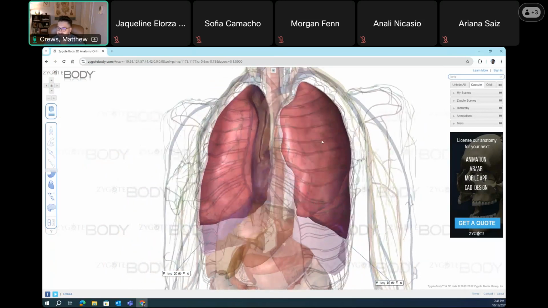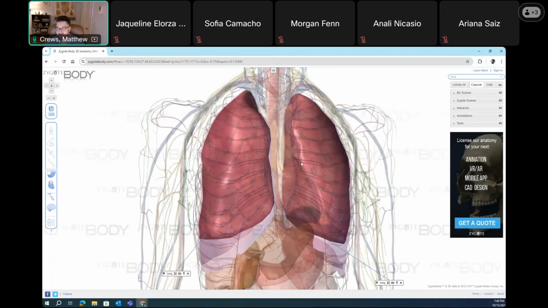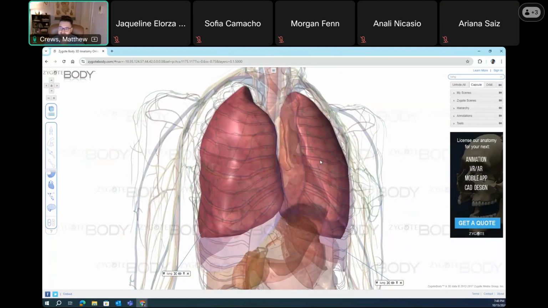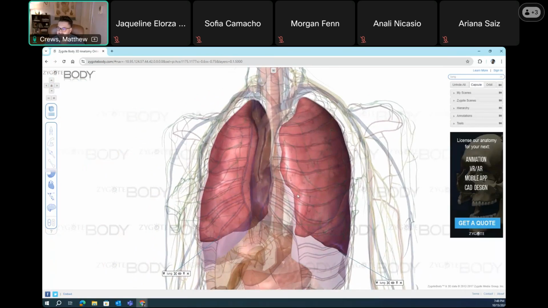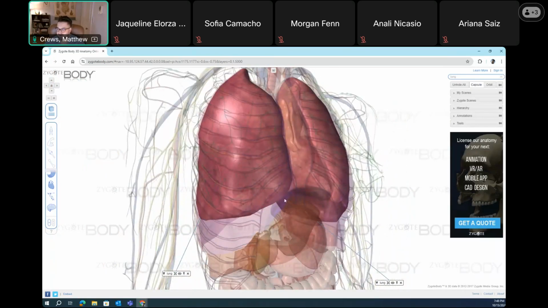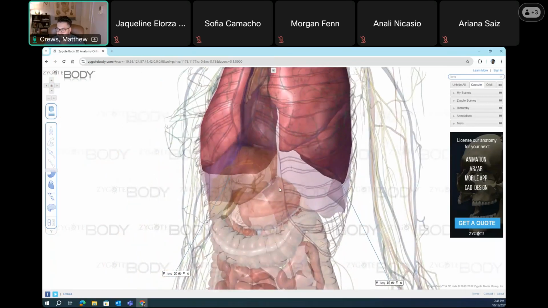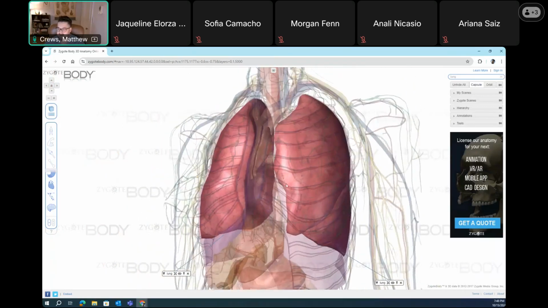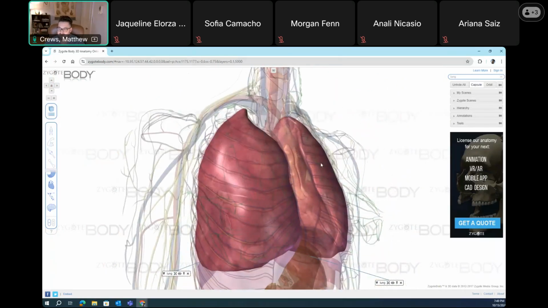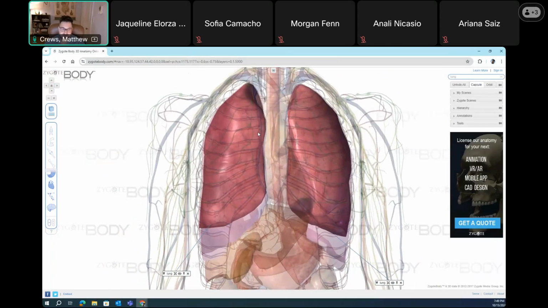Now, that doesn't mean the right one's bigger than the left one. I mean, it kind of is, but only by a very tiny amount. But the reason for that is because we have a heart right here, which is also super important. Okay. So we divide into 3 lobes on the right side and 2 lobes on the left side. Extra credit. What are those lobes called?